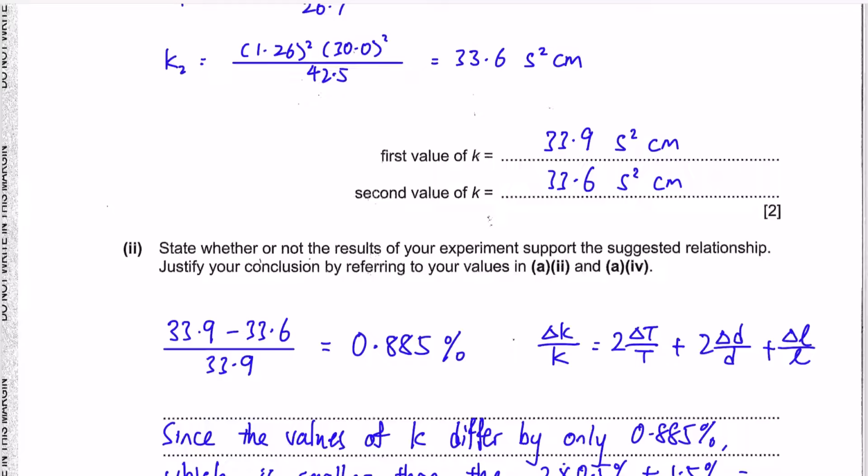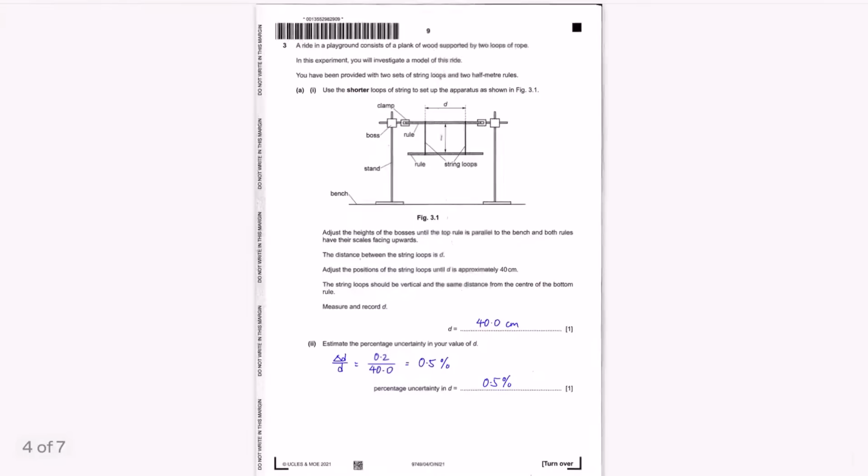So please don't go and write, oh, since it's less than 1%, it's such a tiny difference, the relationship must be correct. Don't use your own arbitrary threshold value. Instead, you've got to figure out what is the acceptable difference in the values of K. So earlier in the question must have made you make some estimate of uncertainties, either in T, D, or L. So let's look at the earlier parts of the question.